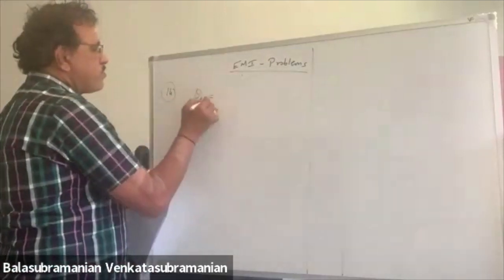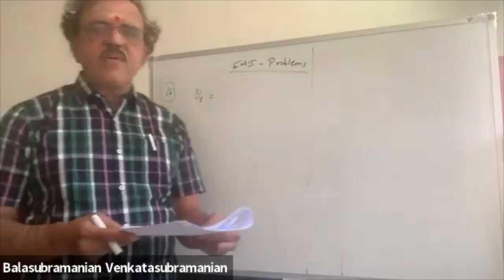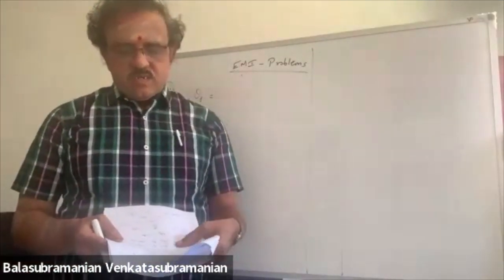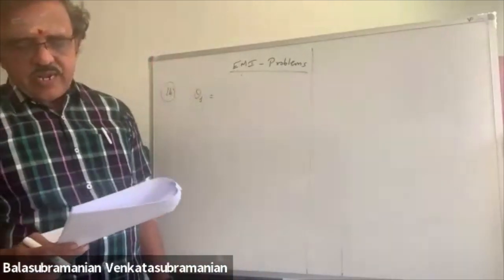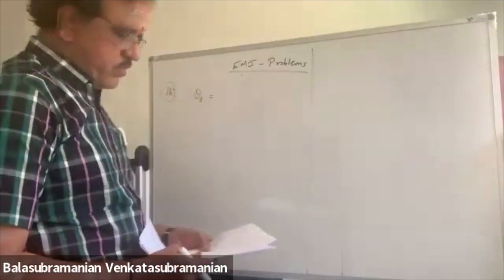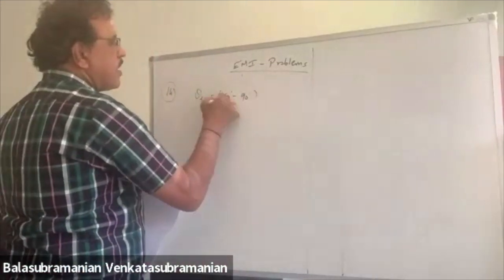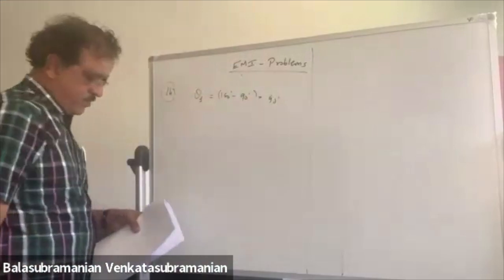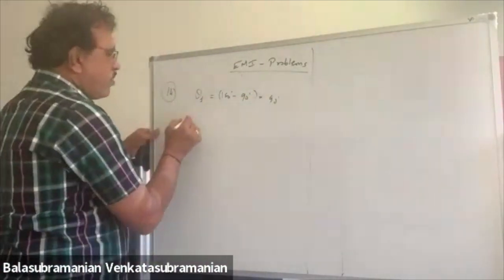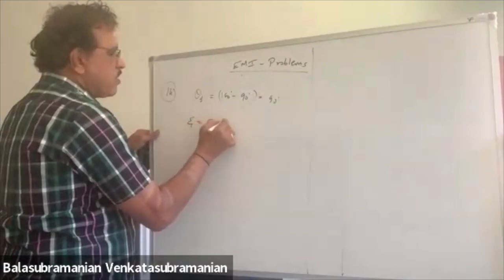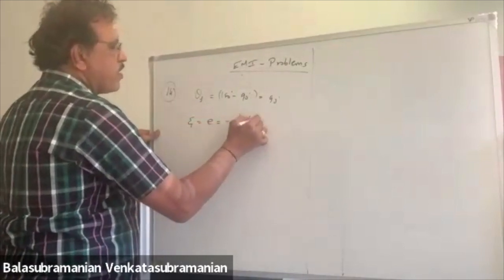Theta final. Initially, the plane of the coil is perpendicular to the field. Then it is rotated through 180 degrees. So final minus initial is 90 degrees. Let it be. The formula for induced EMF, E, is equal to minus d by dt of N phi.